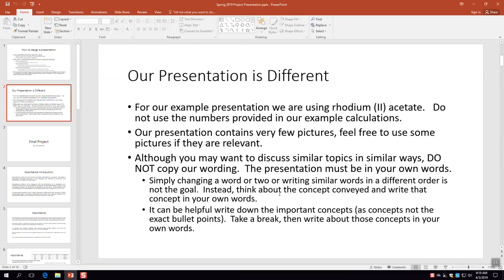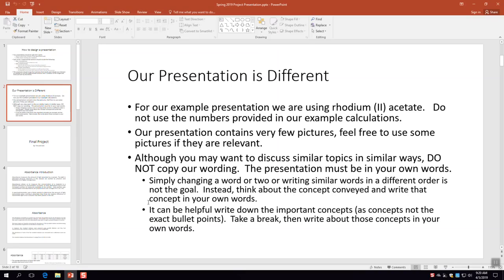Well, one thing that isn't a good practical way is to simply change a word or two. Changing a word or two in the sentence, making something into plural instead of singular, or vice versa, that's not changing the wording. Instead, what you might want to do is write down the concept. So, for example, you watch our video and you say, okay, we explain what absorbance is. So you would write down absorbance. Then come back, a day later or whatever, and write in your own words what absorbance means to you, so that you're not tempted to copy the wording that we used.